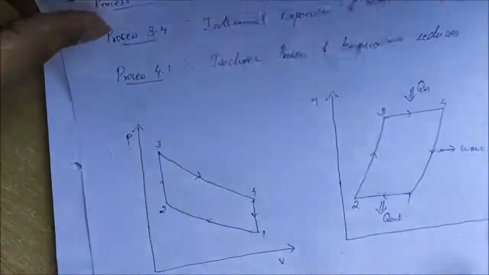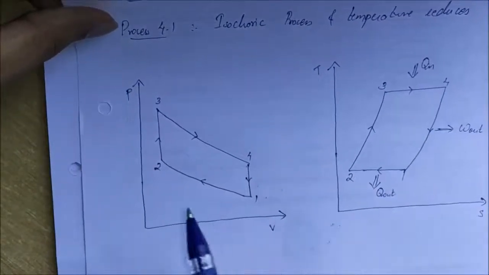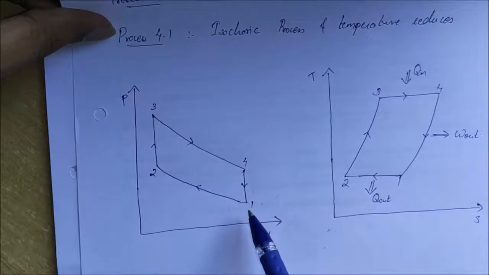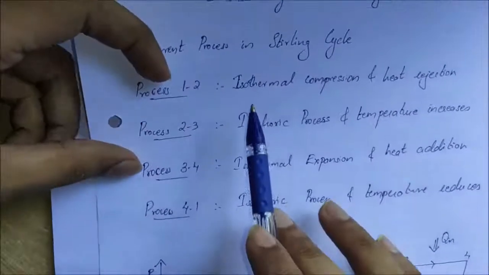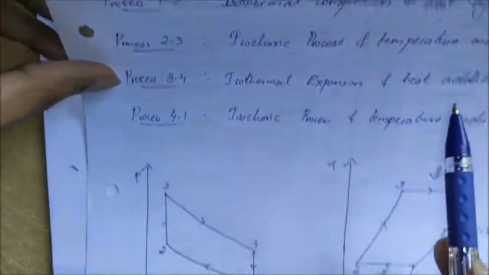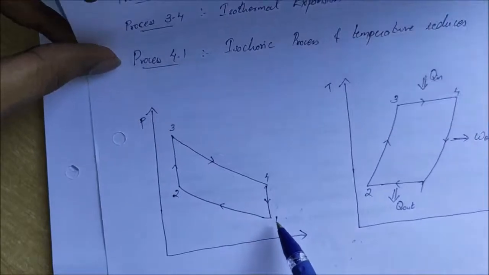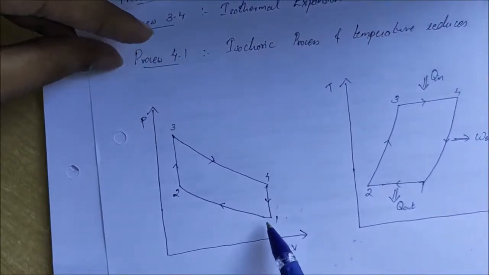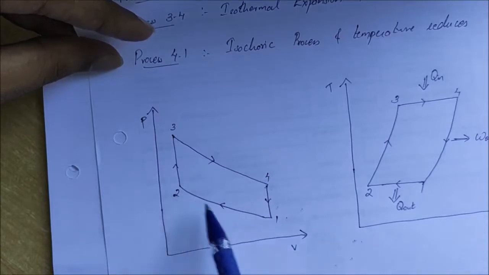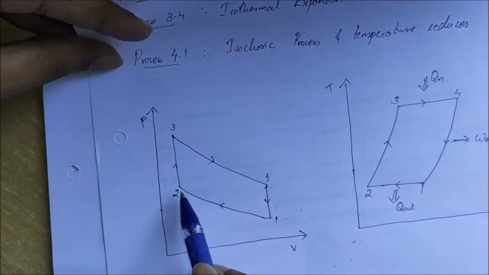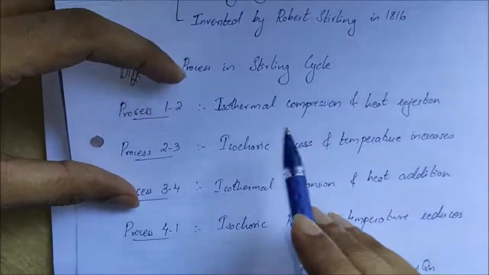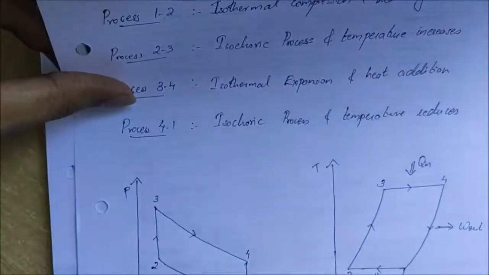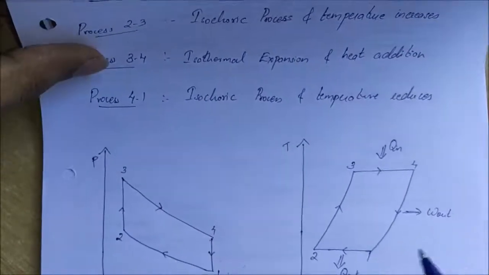Moving on to the PV and the TS diagram, I have drawn a PV and a TS diagram here. Process 1 to 2 is an isothermal compression and heat rejection process. So basically it's a compression process. We know that in the compression process the pressure increases, right? The pressure increases from 1 to 2 and the volume reduces from 1 to 2. So it's an isothermal compression process: pressure increases and volume reduces.